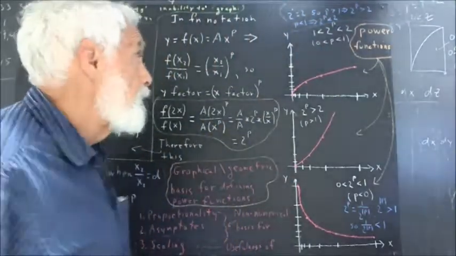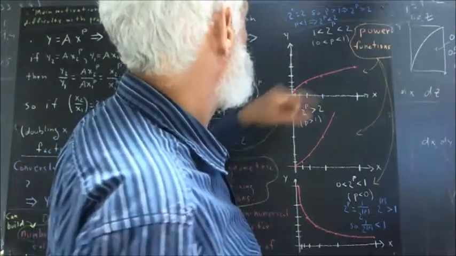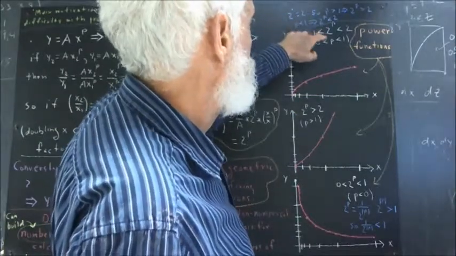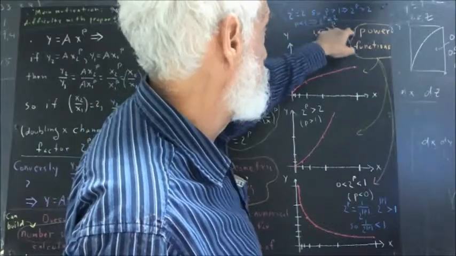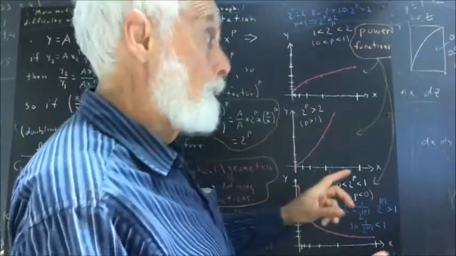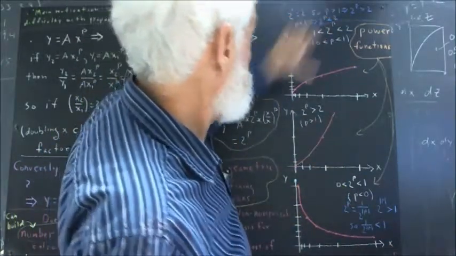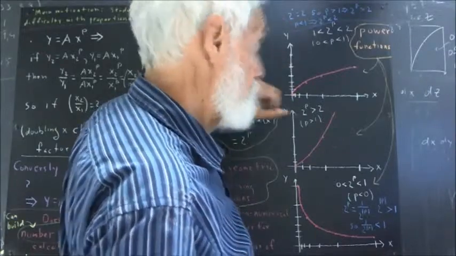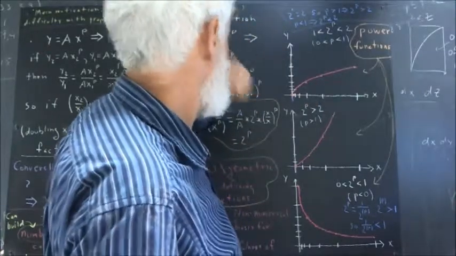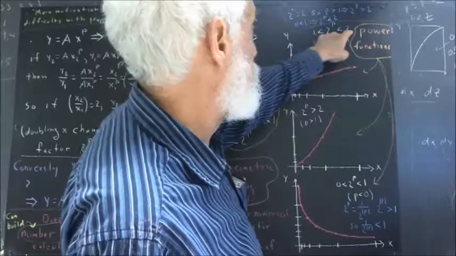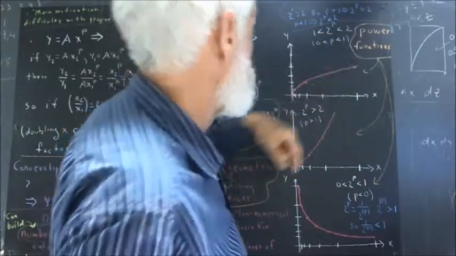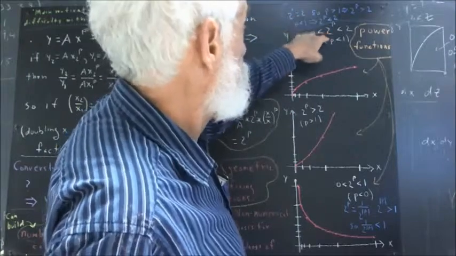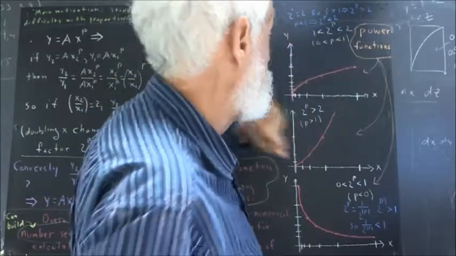Okay, now, if 1 is less than 2 to the p, which is less than 2, now remember the 2 to the p is the factor by which we change y as x doubles. So if the factor is between 1 and 2, you're going to have this characteristic. Okay, and that means the 2 to the p has to be between 1 and 2.